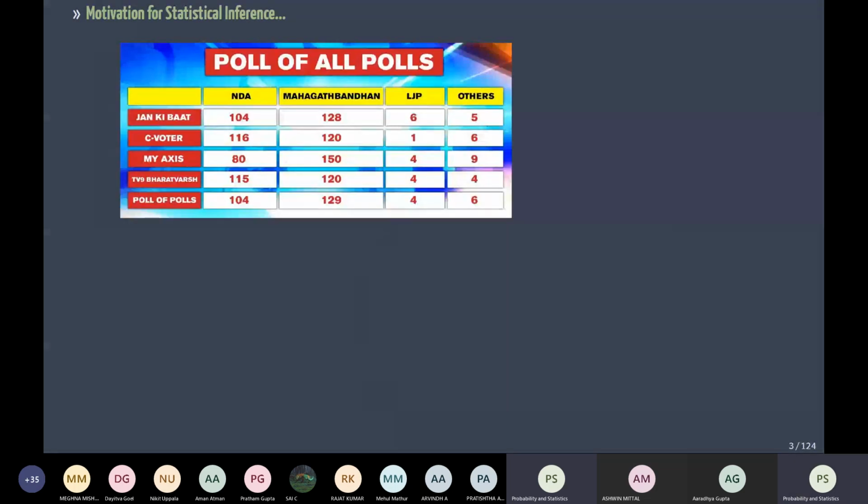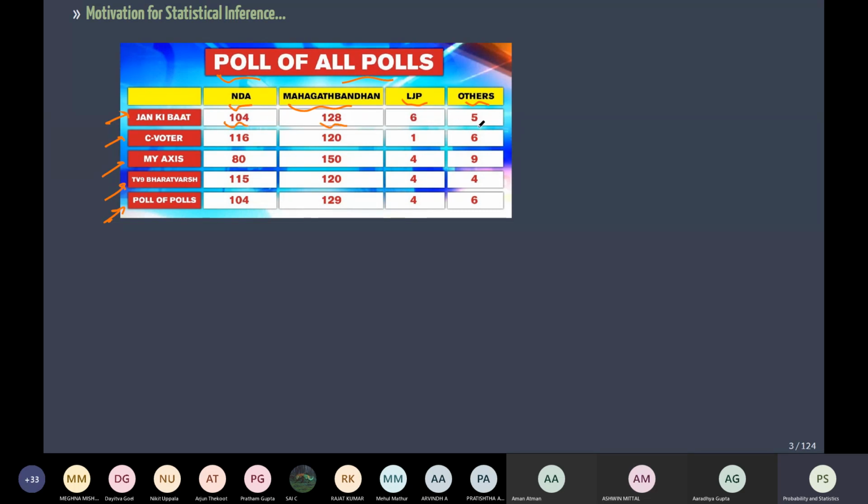Recently we also had elections in India in the state of Bihar, and here you have seen the exit polls. This is called a poll of all polls. There were many exit polls in this case, and finally you had the poll of all polls, where you take some kind of average of these polls. There is one party, NDA, another party, Mahagathbandhan, and other parties, LJP, others, and so on. And then these were the projected seats.